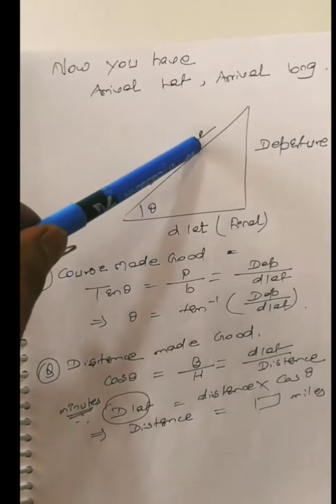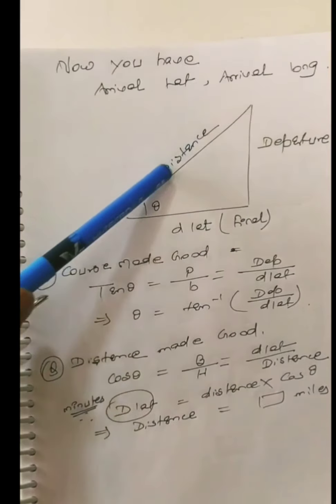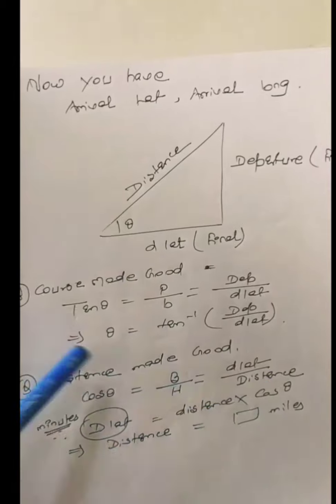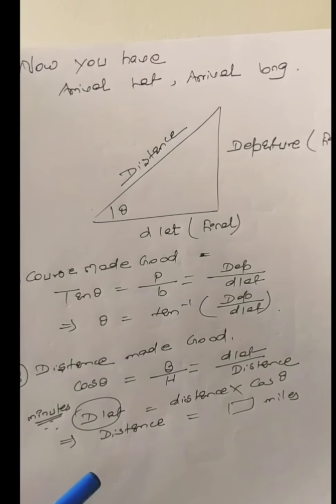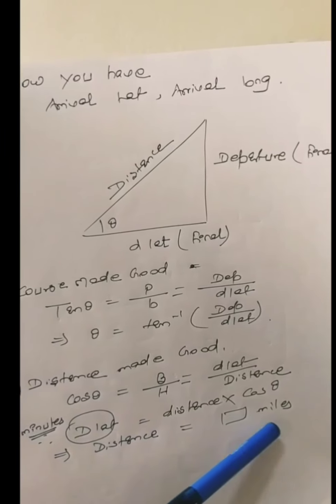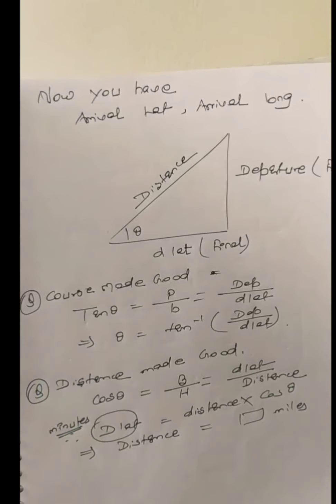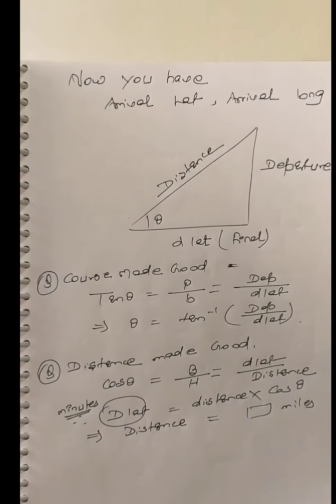Distance made good. This is the distance, this is the base, and this is the hypotenuse of this right angle triangle. So b by h will give this cos theta. So cos theta is b by h, or you can remember by the simple formula that d lat is equal to distance into cos theta. So distance is equal to this many miles. And remember, to get miles, you have to use this final d lat in minutes. So the first two parts, course made good and distance made good, are solved.